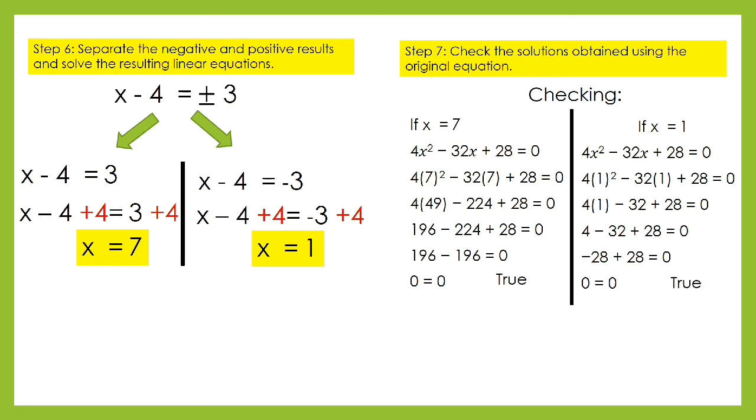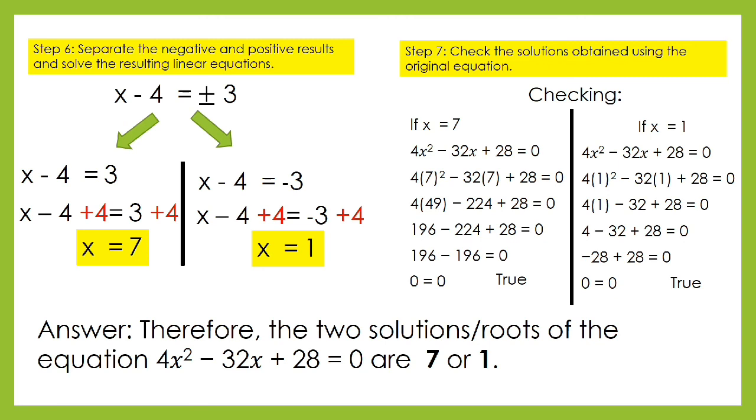Therefore, our answer, the two solutions of the equation 4x squared minus 32x plus 28 equals 0 are 7 or 1. So that is our answer.